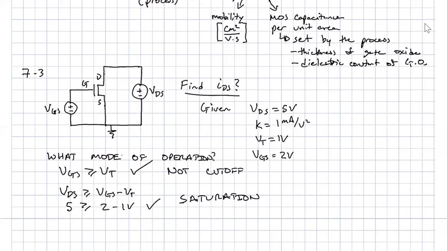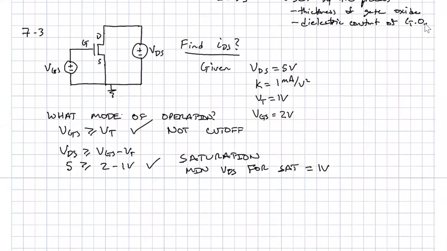And one other aspect to this question is what would be the minimum voltage for us to be in saturation? Just right here, as we've applied that criteria, the minimum voltage, and by minimum voltage I mean minimum VDS for saturation, is just going to be VGS minus VT. So that's going to be 2 volts minus 1 volt, which is 1 volt. And we could say, what's the maximum VGS for saturation?